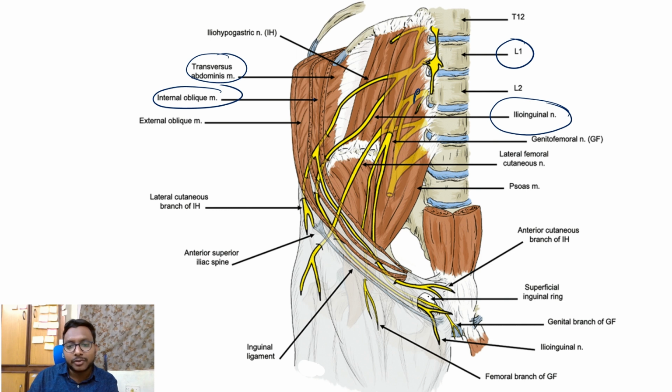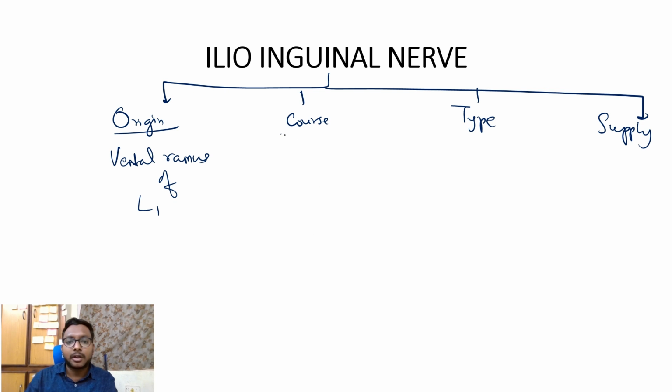from the posterior wall. You can see this is the superficial inguinal ring and this is the deep ring. So it enters the inguinal canal directly from the posterior wall. Then it will exit through the superficial inguinal ring. Then it will supply to the different things. So we will see what it is. So that is the course of ilioinguinal nerve.